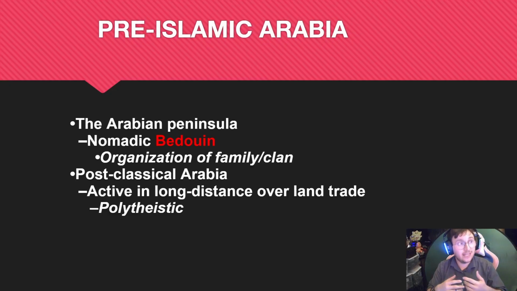Now, pre-Islamic Arabia, on the Arabian Peninsula, is going to be the nomadic Bedouin, which are organized by families and clans. And in post-classical Arabia, they're going to be active in long-distance overland trade. They're very polytheistic. Again, they're going to trade on the Silk Road, in the Mediterranean, and on the sub-Saharan and Saharan trade routes.